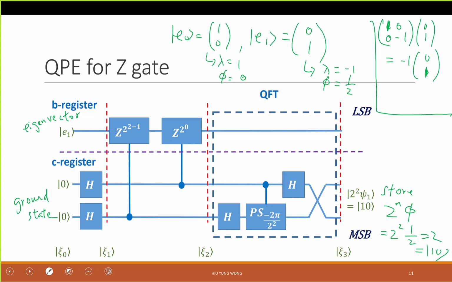So how does this work? This is easy, Hadamard gate. And then finally is the quantum Fourier transform, which we already did before. We do quantum Fourier transform on the C register, okay? And in the middle, what is the meaning of this? Can someone guess what is the meaning of this gate?